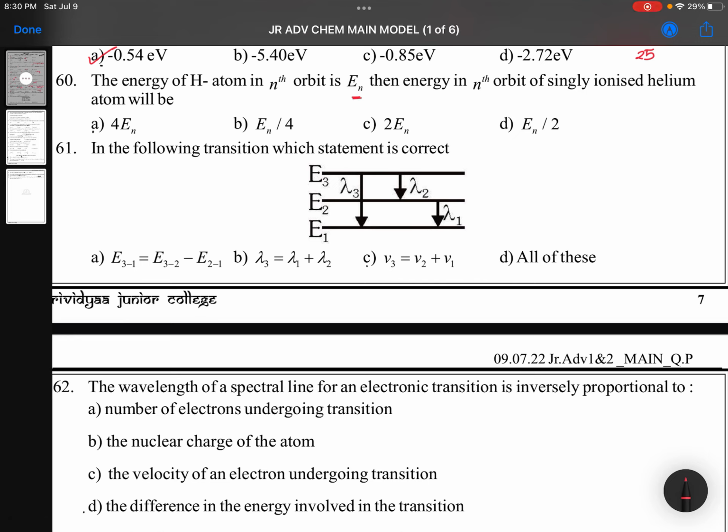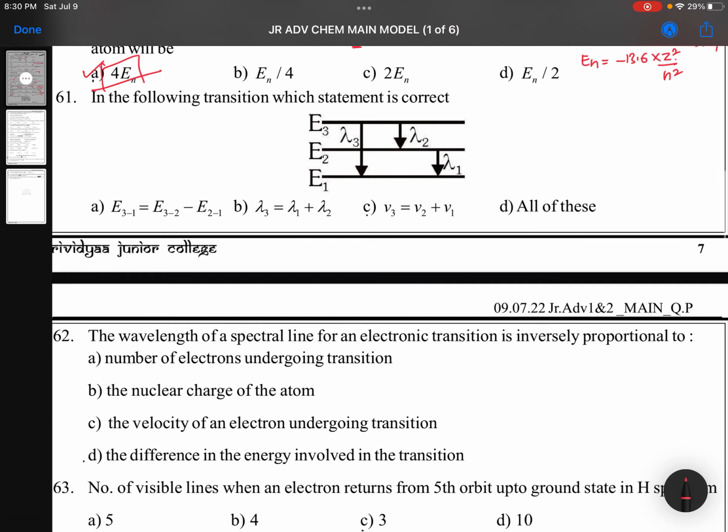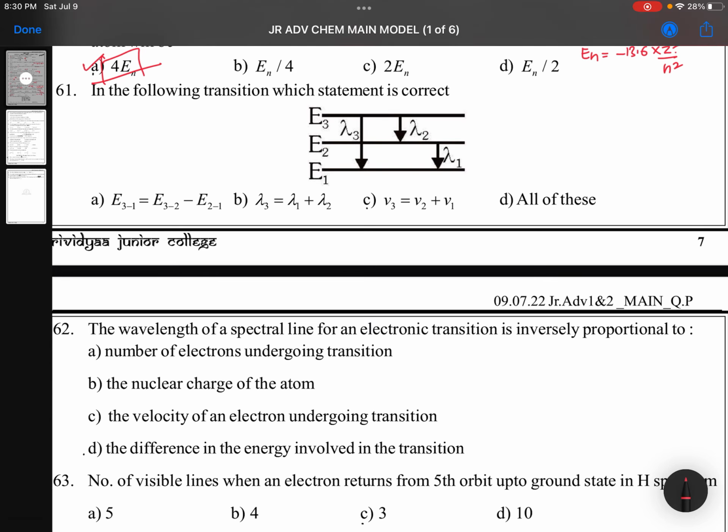The energy of a hydrogen atom in the nth orbit is En. Then the energy of a helium ion? Now, ionized helium atom is helium ion. So the energy En is equal to minus 13.6 into z square by n square. Helium atomic number is 2, 2 square means 4. So that is 4En.